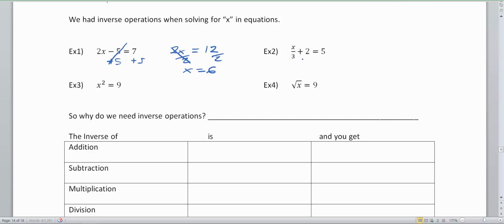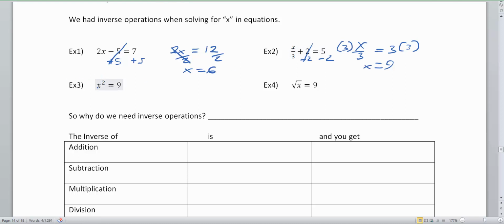Here, the inverse operation of addition is subtraction, so these simplify. So I've got x cubed is equal to 3, and then I would do the inverse operation of dividing by 3 and multiply by 3. So x is equal to 9. Okay, so here we have another two examples of inverse operations. Here we have the example of the inverse of addition and the inverse of division.